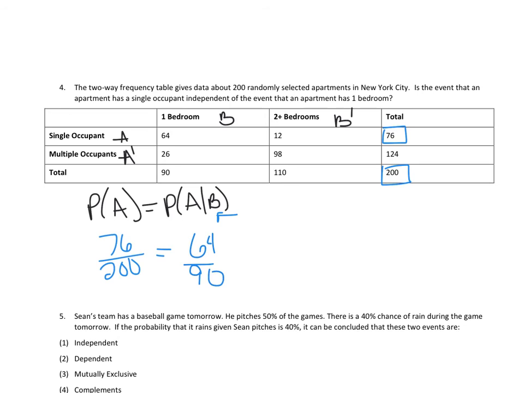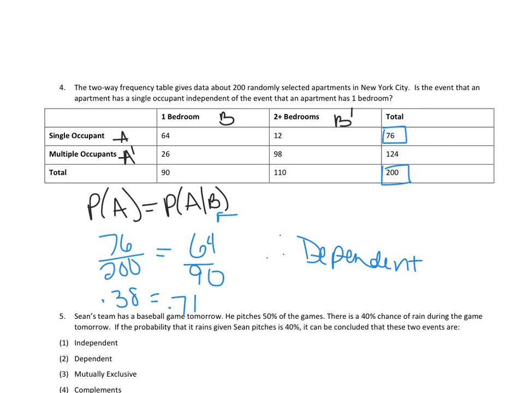Okay. So I'm going to divide that. So 76 divided by 200, which is 0.38. And we're going to do 64 over 90, which is 0.71 repeating. So I will say, therefore, they are dependent.